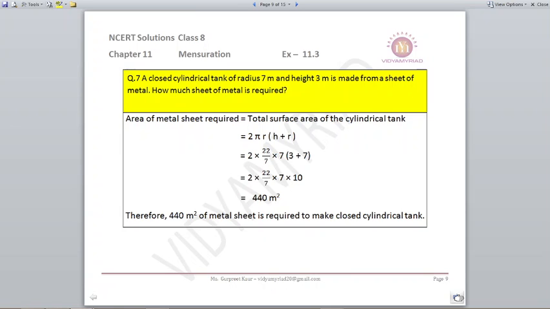We know pi will be 22 by 7, radius is given to us as 7 and height is given to us as 3. Putting into the formula, we get answer as 440 meters square. That is the sheet required in order to make the closed cylindrical tank.